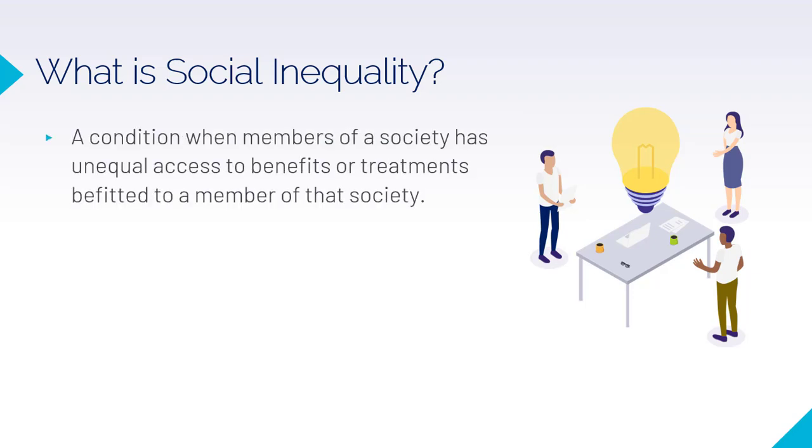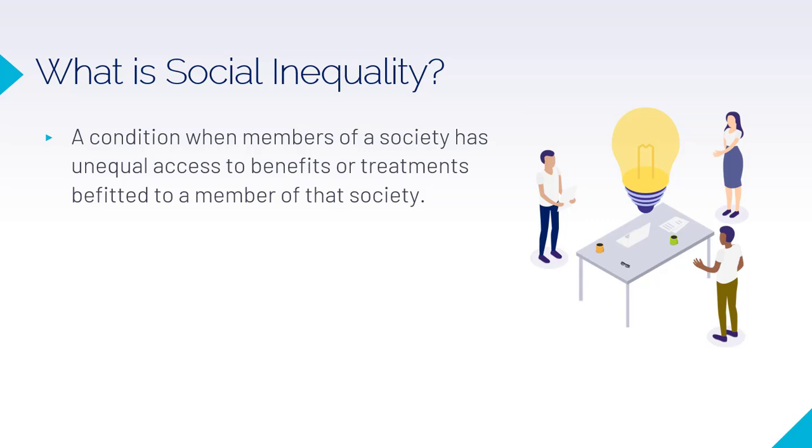Social inequality is a condition when members of a society have unequal access to benefits or treatments befitted to a member of that society. For example, it is a social norm to politely greet an individual in a public space such as a grocery store. However, there are some instances when the poor or some people belonging from an indigenous group do not get this basic treatment from workers in a grocery store. That is a simplistic example of a social inequality.